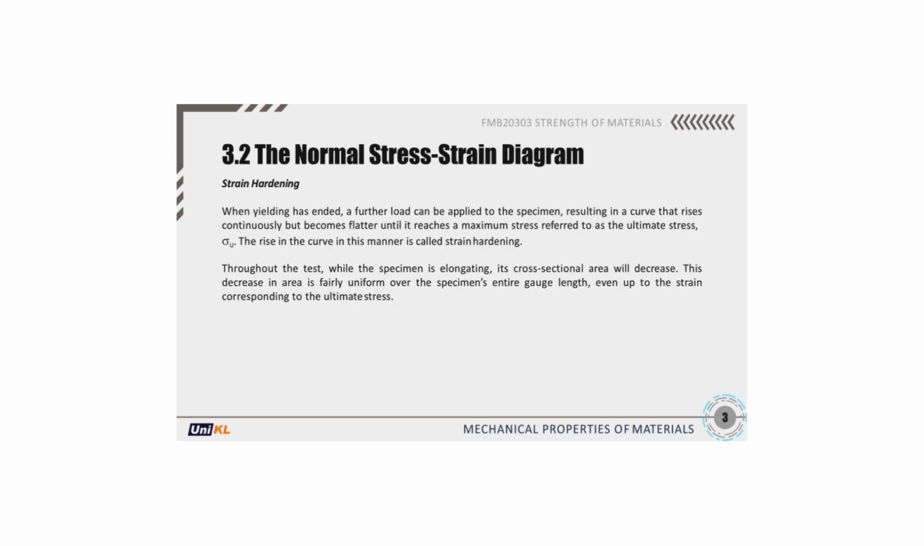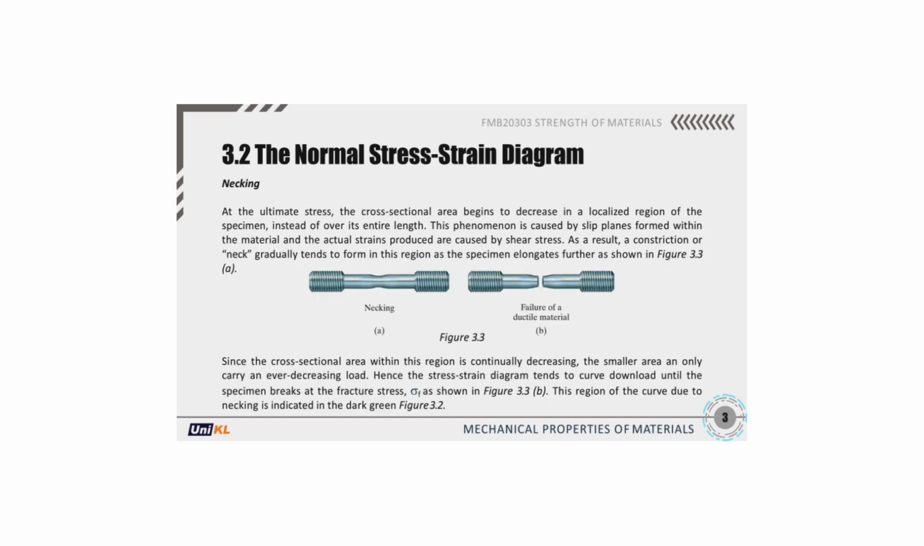Strain hardening, climbing to ultimate stress. After yielding, added load raises stress again as the material strain hardens, up to the ultimate tensile stress sigma_u. Necking and fracture, the final stage, figure 3.3.